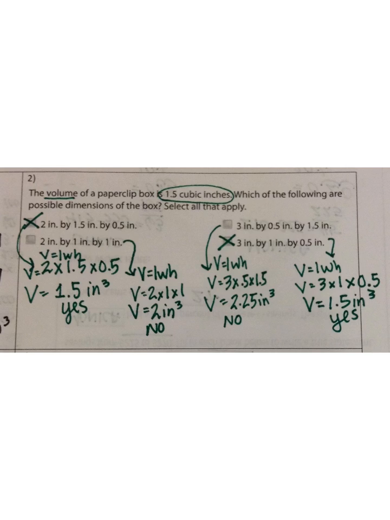All right, so I have arrows pointing to my work. It's the first one and the last one that give you the same 1.5 cubic inches. I just multiplied length times width times height. And when I got 1.5 cubic inches, that's a yes. And when I didn't, it's a no.